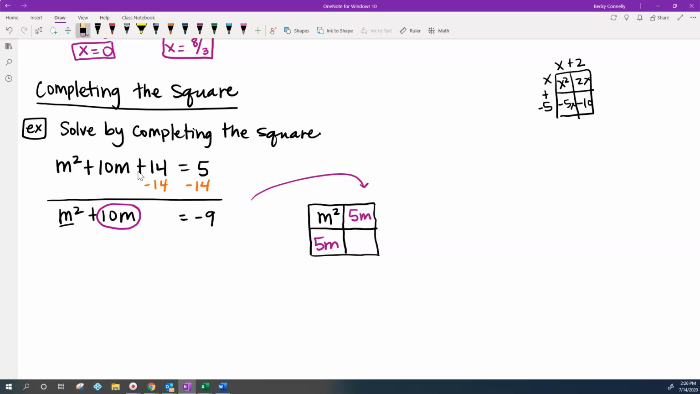Actually, I need to kind of move that a little bit. It's going to be in the way. Okay, so that's where I'm putting those, right? Those are splitting in half.